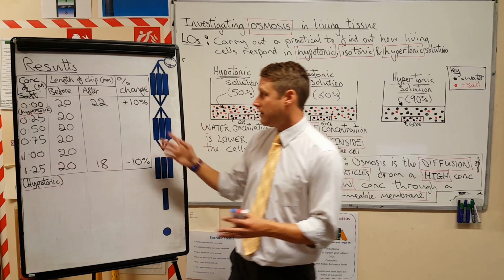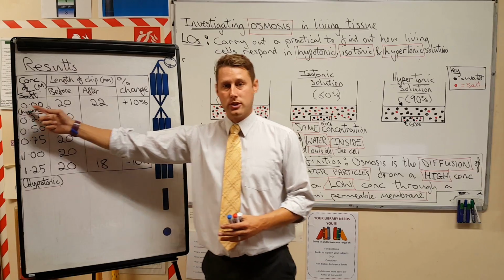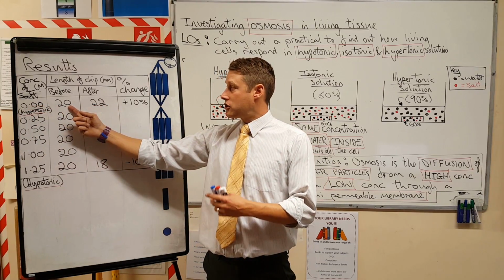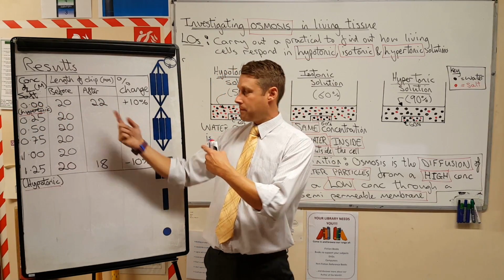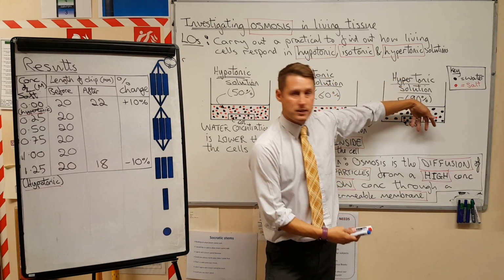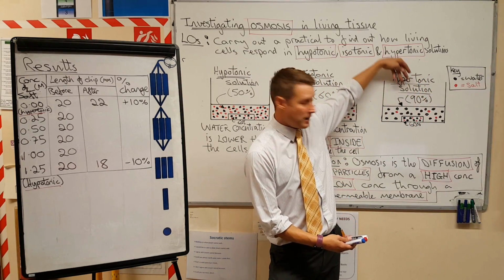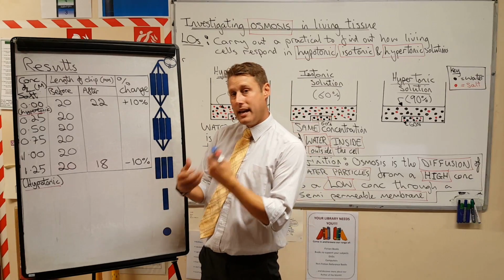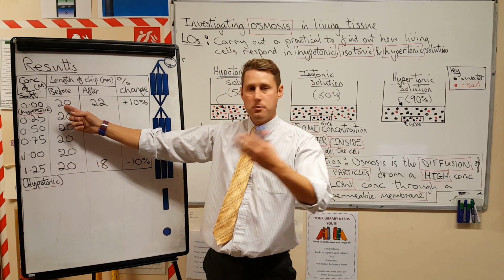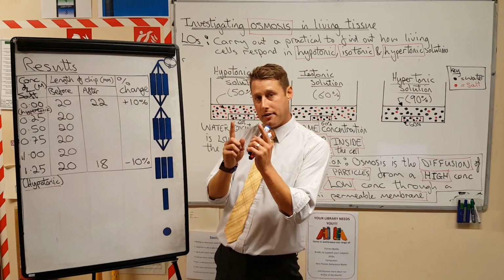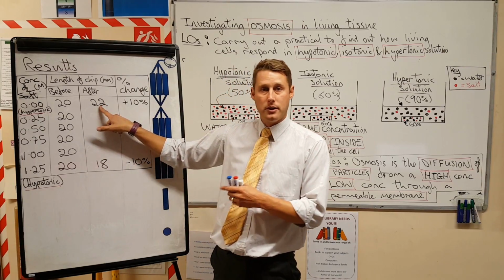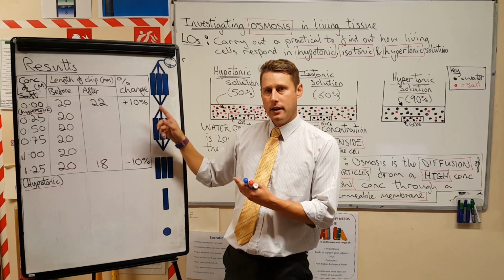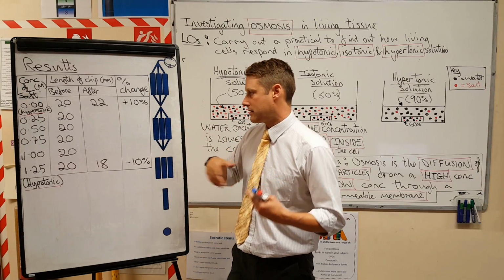The prediction is, we think in tap water, that our chip is going to have got bigger because water will diffuse into the tissue from the high concentration outside into the lower concentration inside the chip, and that our chip may go, say, from 20 millimetres in length up to 22. Now that would be an increase of 10%. We're then going to plot this on a graph next time.